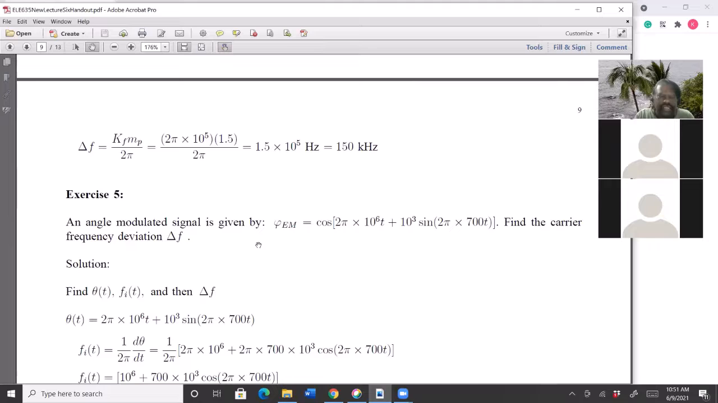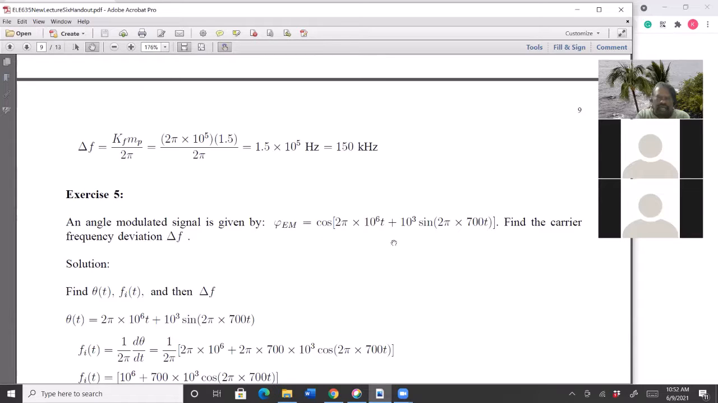Now, this is a slightly different question. An angle modulated signal is given by this. By the way, this phi EM stands for exponential modulation. Remember, angle modulation is also called exponential modulation. So I say angle modulation, but then I use EM. We don't use AM, because phi AM would be really confusing, since phi AM means amplitude modulation, large carrier. Whenever we give you a question where we don't tell you whether it is FM or PM, we will call it angle modulation, but we will use the exponential modulation notation because we don't want to write AM here.